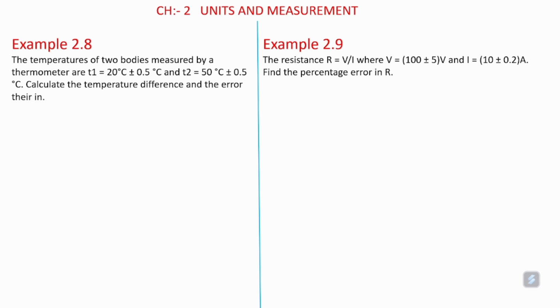Today we will continue with chapter number 2, units and measurements. Example 2.8 till 2.7 we have already completed. Now we will see example 2.8. The temperatures of two bodies measured by a thermometer are T1 is equal to 20 degrees Celsius plus or minus 0.5 degrees Celsius and T2 is equal to 50 degrees Celsius plus or minus 0.5 degrees Celsius. Calculate the temperature difference and the error therein.